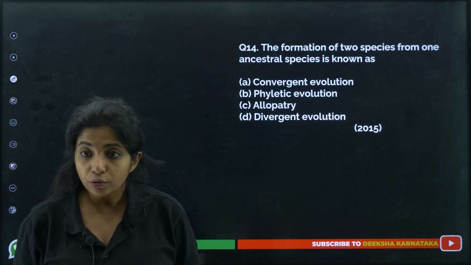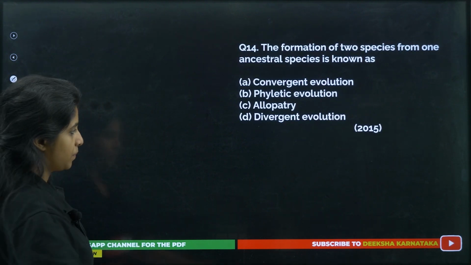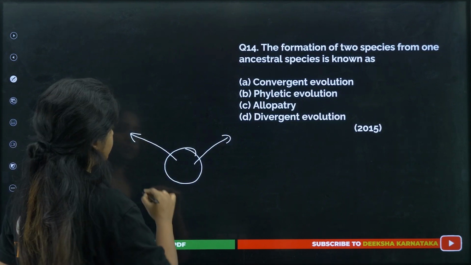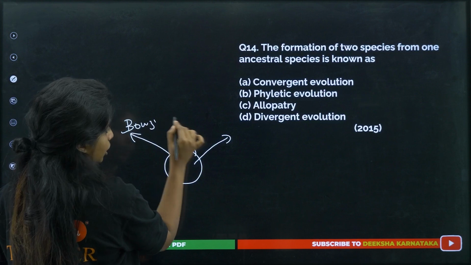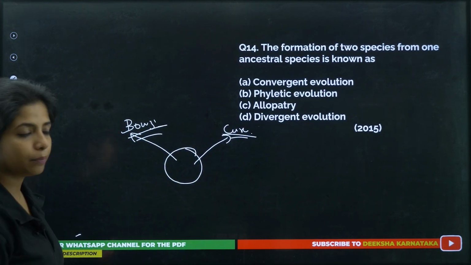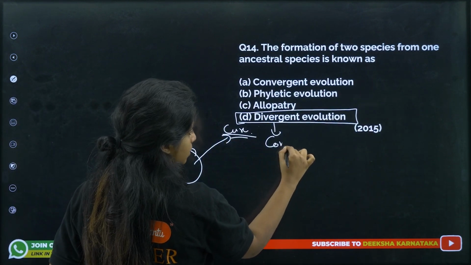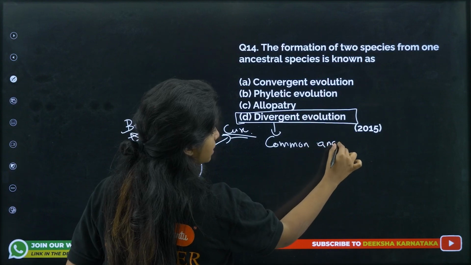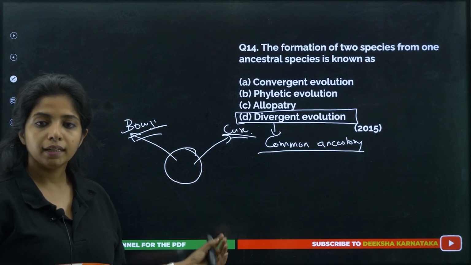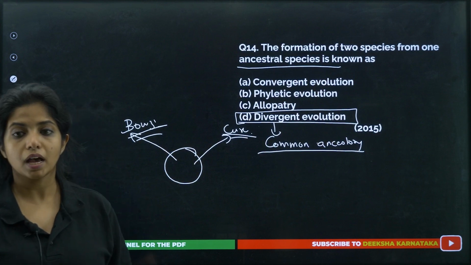The formation of two species from one ancestral species. Any idea? This one ancestral species moves to different habitats. For example, you have bougainvillea and you have cucurbita. They move to different habitats. They form differently. This is an example of what, children? Example of divergent evolution. Always remember, in divergent evolution, they will have a common ancestry. The opposite of it is convergent evolution, which won't have any common ancestry, at least recent common ancestry would not be there. So this becomes your answer. Formation of two species from one ancestral species has to be this.